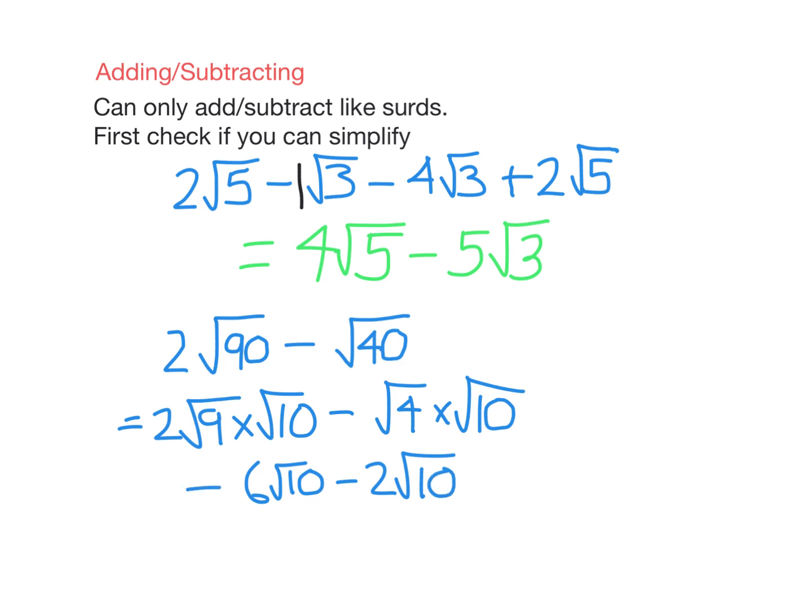So what I have here is 6 root 10 minus 2 root 10. These absolutely are like surds. This will just give me 4 root 10. So always first check if you can simplify before trying to add or subtract surds. All right, let's look now at rationalizing the denominator.